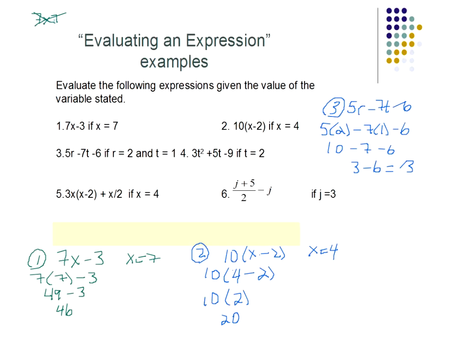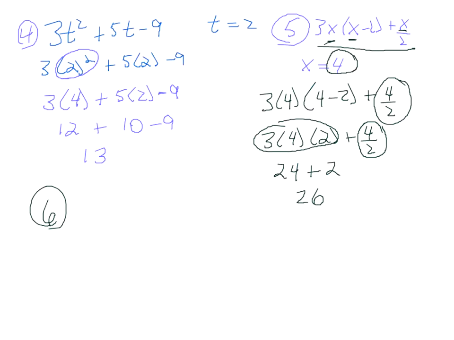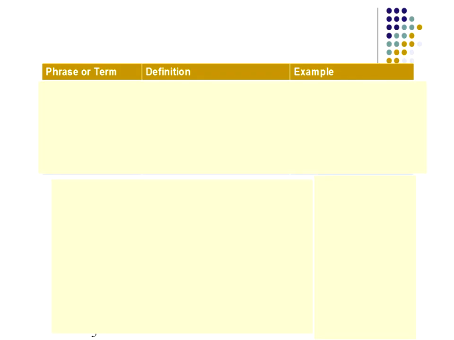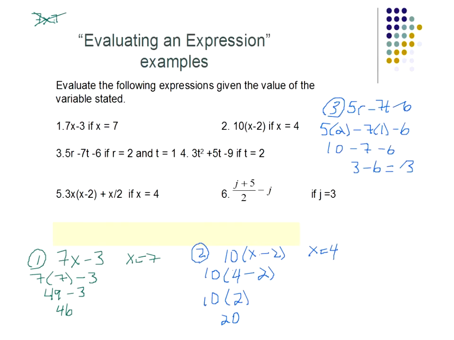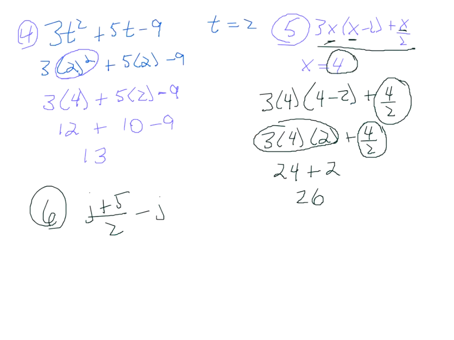And question 6 is j plus 5 over 2 minus j. And we're trying to evaluate this when j equals 3. So I'll plug in j equals 3.